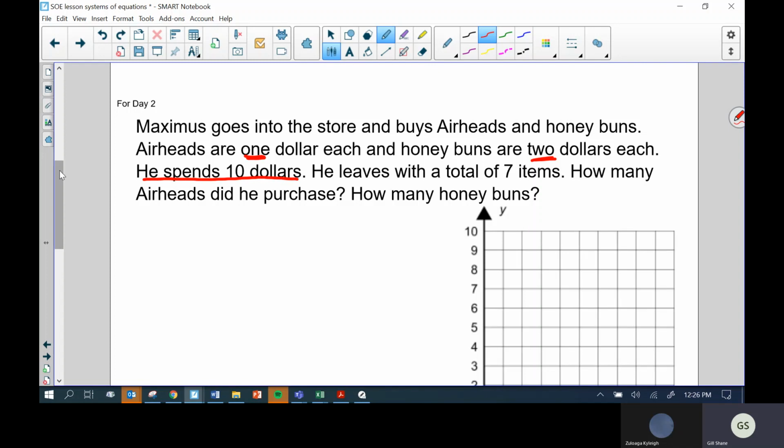Well, again, the variable is going to be almost always one of two things. How much is one of them, or how many of them? Well, we know how much one is, so that can't be the variable. The variable is the unknown. We don't know how many. So X is the number of, or how many, airheads. So therefore, Y would have to be the number of honey buns. Same thing as the other problem.